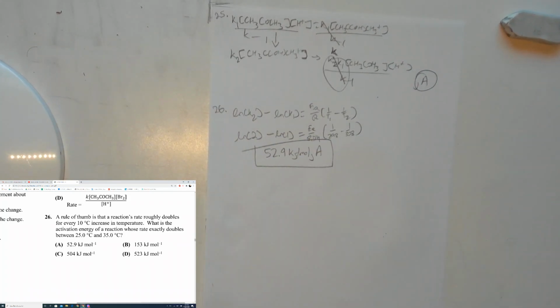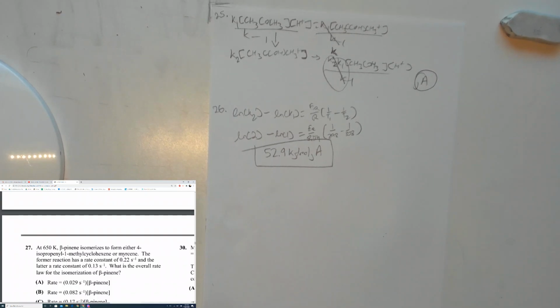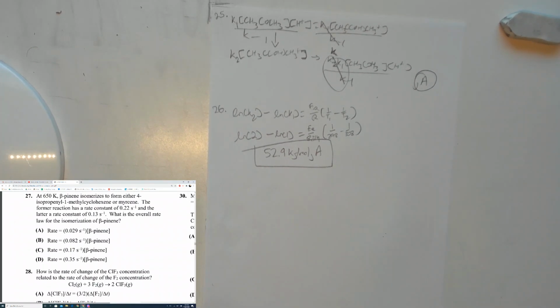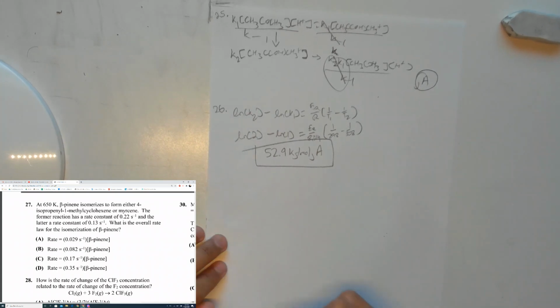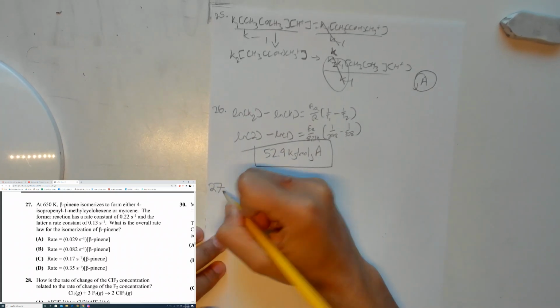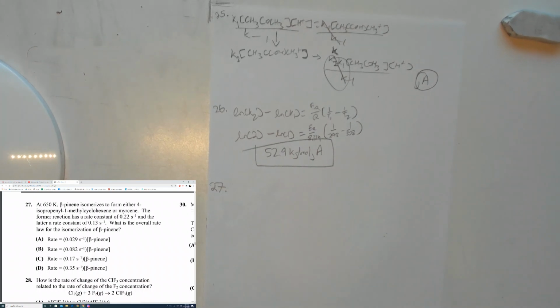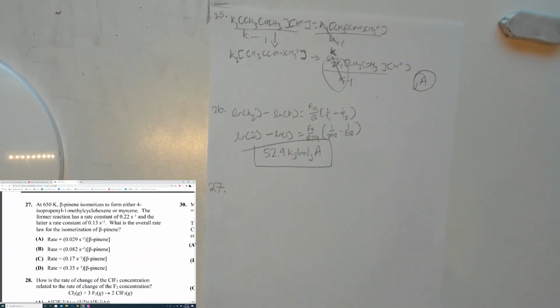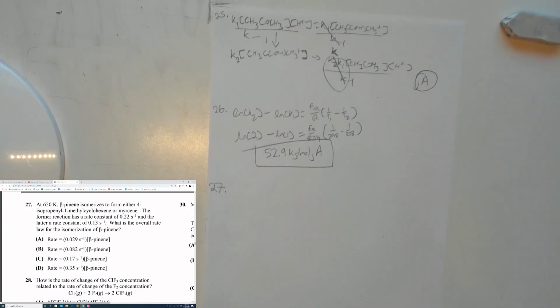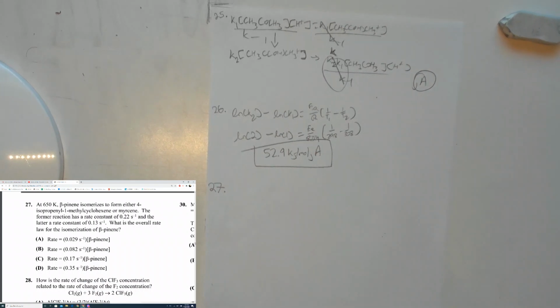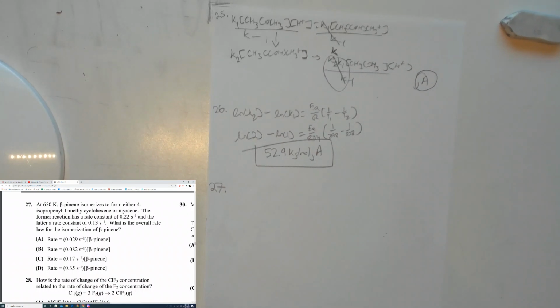Moving on. 27 is a very weird question. In kinetics, there's always something new they'll bring out, so you better keep your toes on it. The questions can be really easy or pretty hard, and this is one of them. At 650 K, beta-pinene isomerizes to form either 4-isopropenyl-1-methylcyclohexene or myrcene. The former reacts with rate constant 0.22 and the latter has the rate constant 0.13. What's the overall rate law for isomerization?